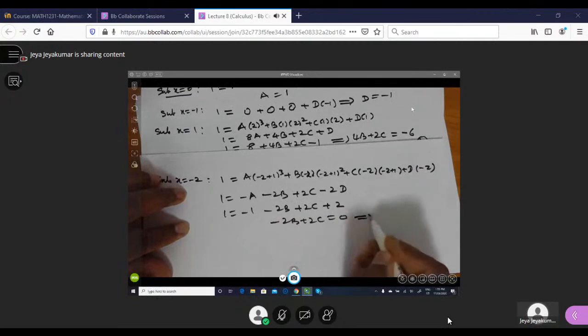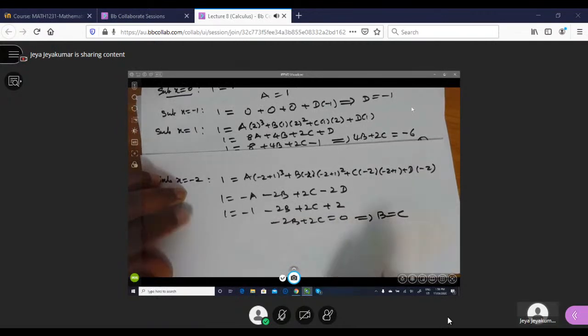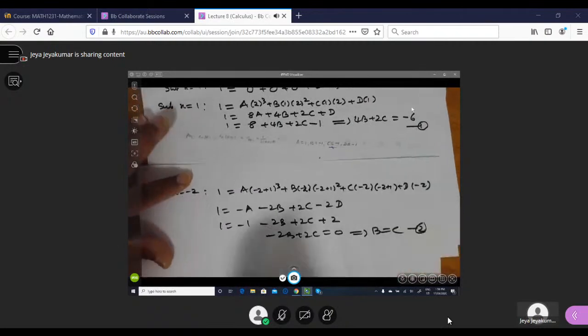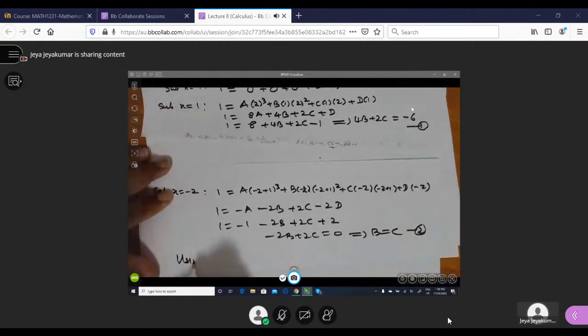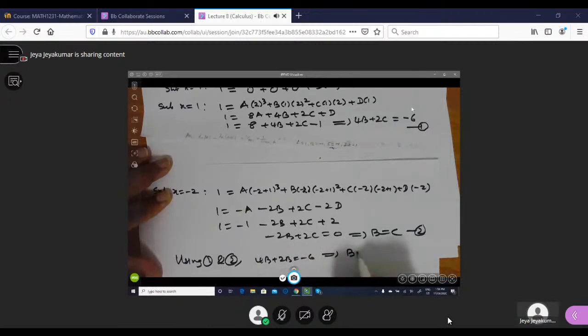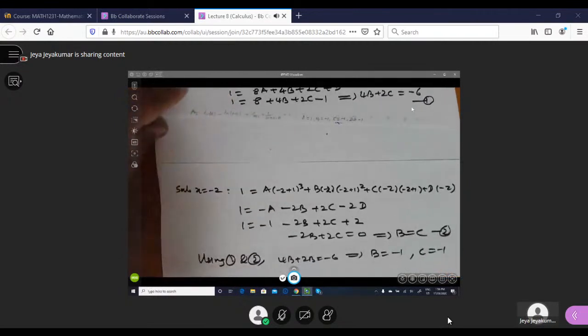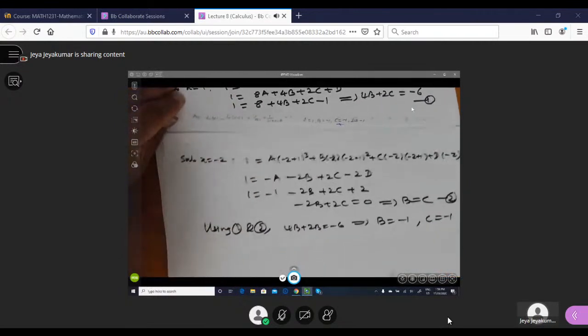So that means b equals c. Easy. So b equals c, and use the first equation, so that's the second equation. Using 1 and 2, you will get b equals c, so 4b plus 2b equals minus 6, that gives you b equals minus 1. b equals minus 1 and c equals minus 1. So we got the coefficients, the constants there, now we can easily integrate that.